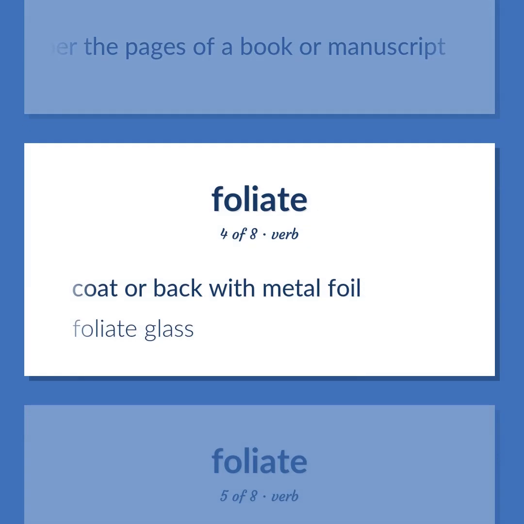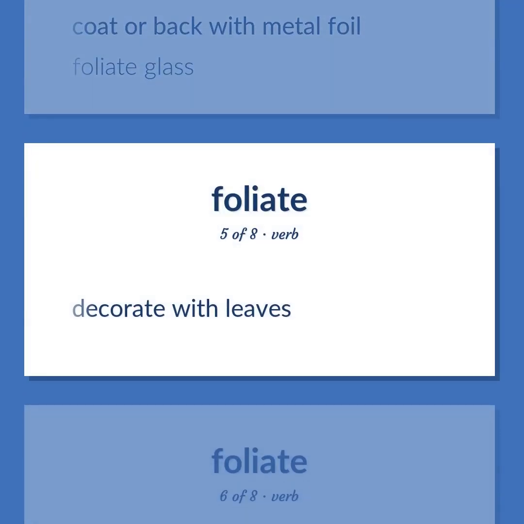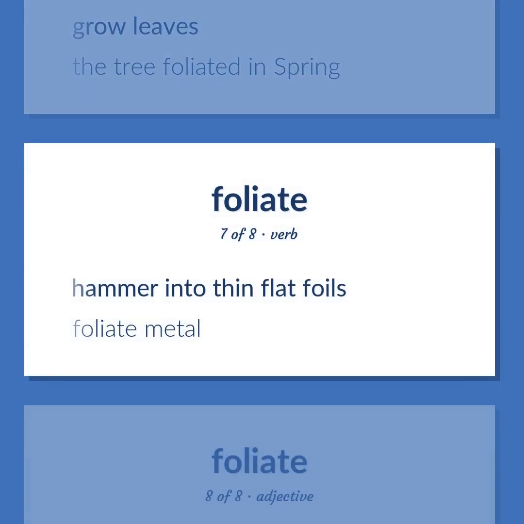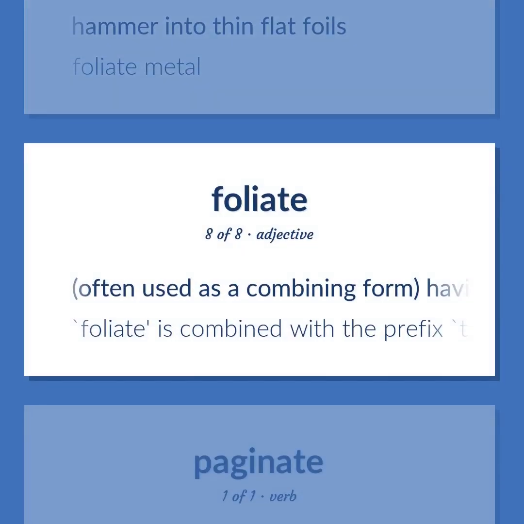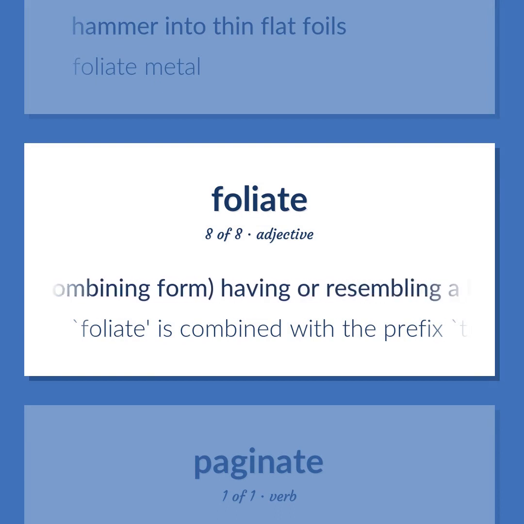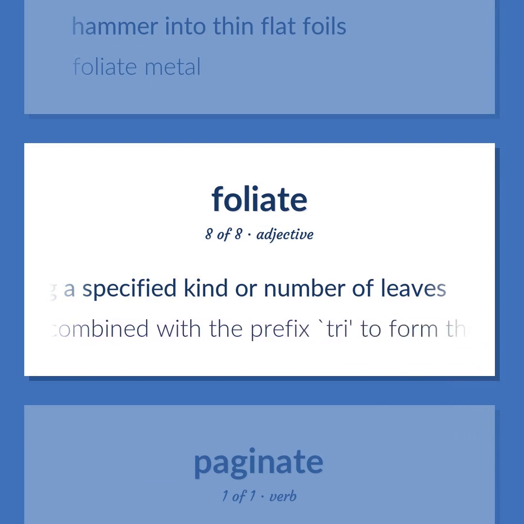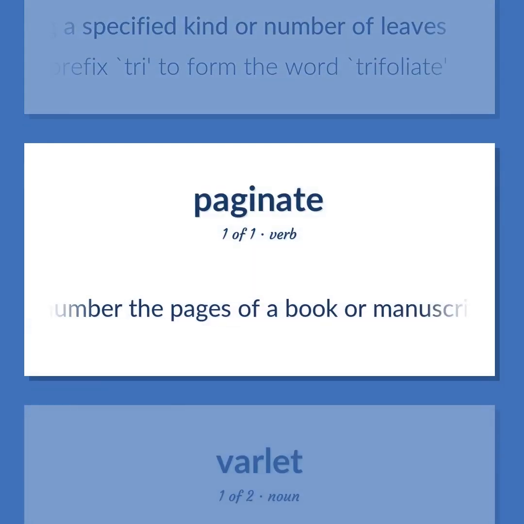Coat or back with metal foil. Foliate glass. Decorate with leaves. Grow leaves. The tree foliated in spring. Hammer into thin flat foils. Foliate metal. Often used as a combining form, having or resembling a leaf or having a specified kind or number of leaves. Foliate is combined with the prefix tri to form the word trifoliate. Number the pages of a book or manuscript.